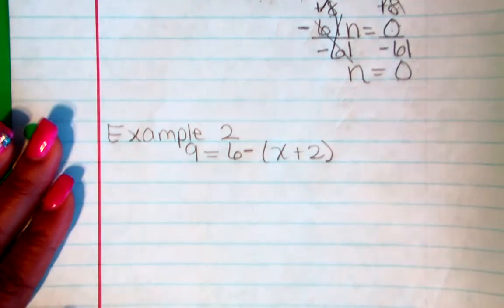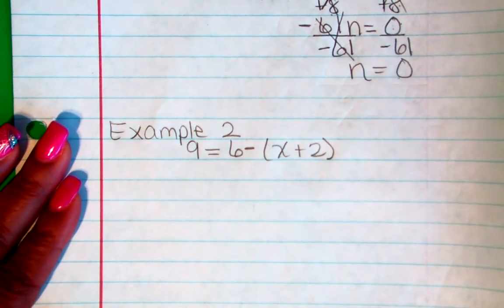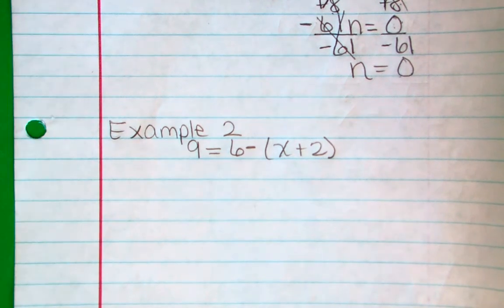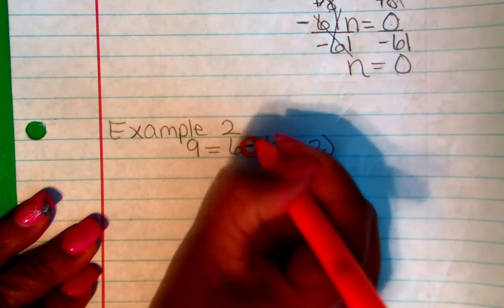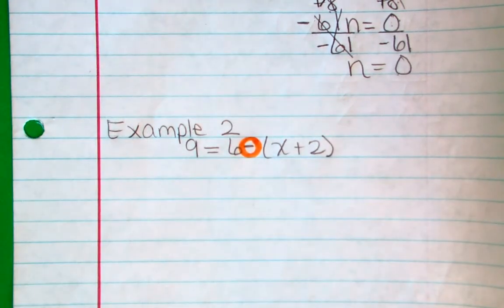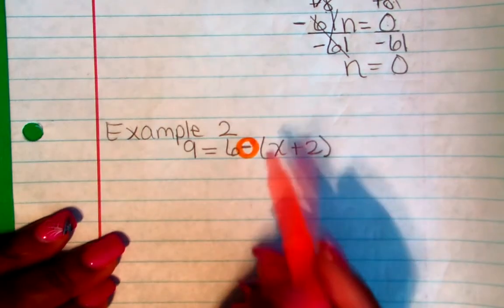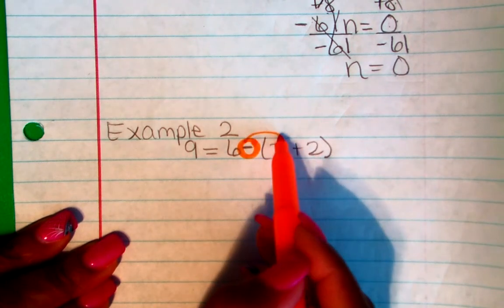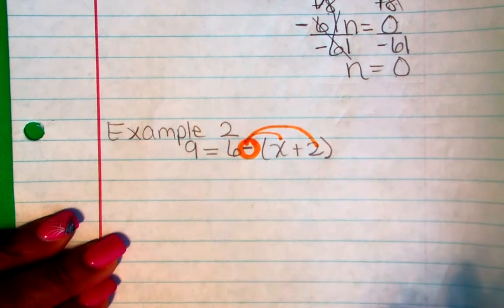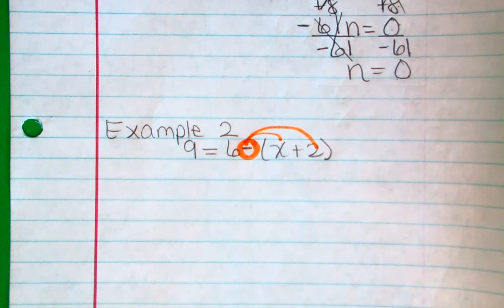So example 2. You notice we have grouping symbols. Let's get rid of the grouping symbol. In front of the grouping symbol, I have a negative. Okay? Or you may say subtract. So if you see subtract, it means that I'm subtracting x, then I'm going to subtract 2. So it's still distributing, if you want to look at it as distributing a -1.